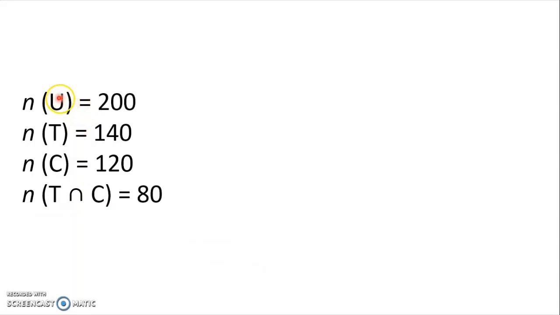Okay, so what is this U? That would be the universal set. Okay, T stands for tea, C stands for coffee, and then we have tea and coffee. Okay, so paano basa nito? The cardinality for the universal set is 200. The cardinality for set T, which is also like T, is 140. The cardinality for set C, which would be the group who loves coffee, would be 120. And then the cardinality for the intersection of T and C, so the group who would drink tea and also coffee, is 80. Okay, so we have two sets involved here.